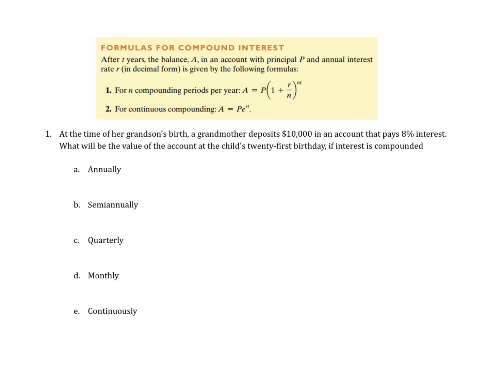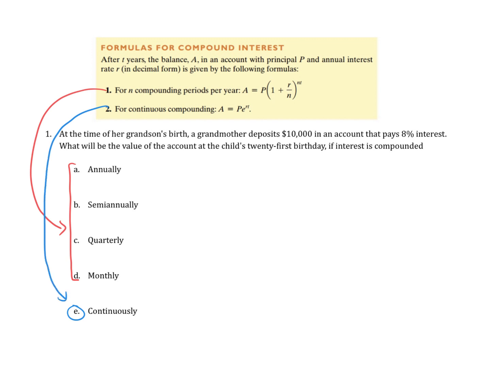At the time of her grandson's birth, a grandmother deposits $10,000 in an account that pays 8% interest. What will be the value of the account at the child's 21st birthday if interest is compounded annually, semi-annually, quarterly, monthly, or continuously? For these first four, we're going to use the formula in number 1. And for this last one, we're going to use the formula in number 2.